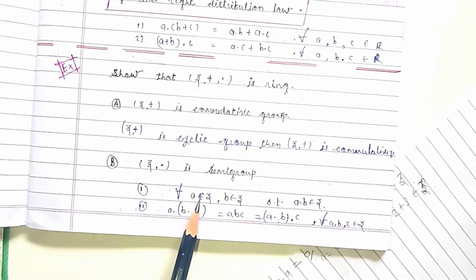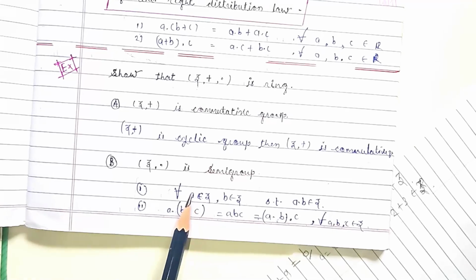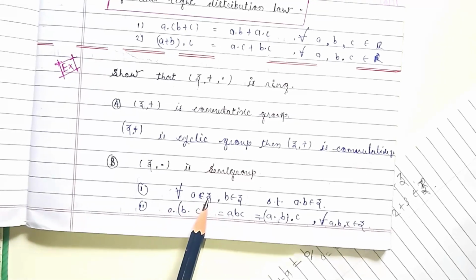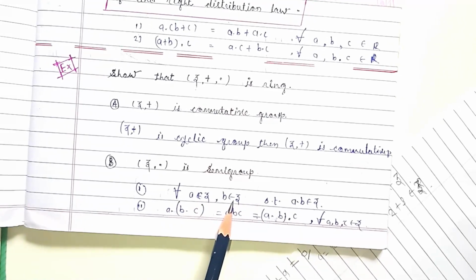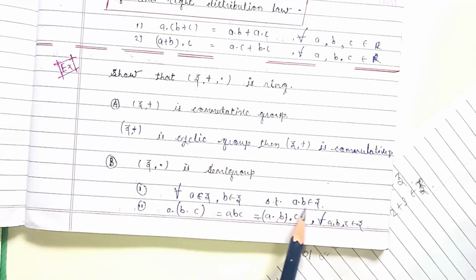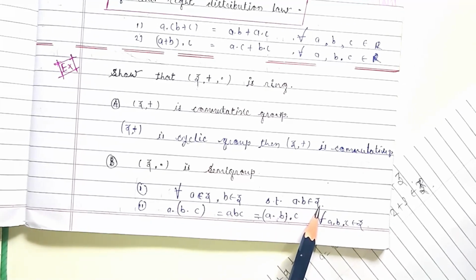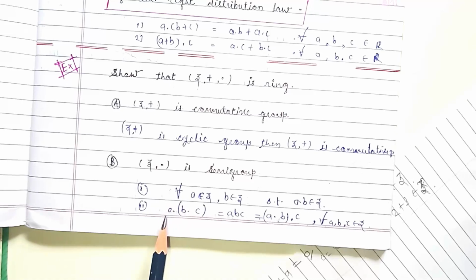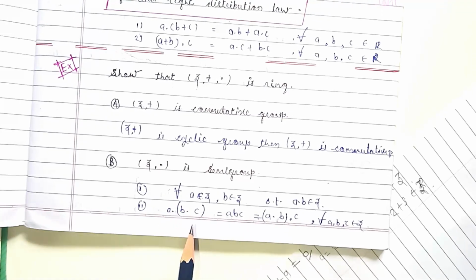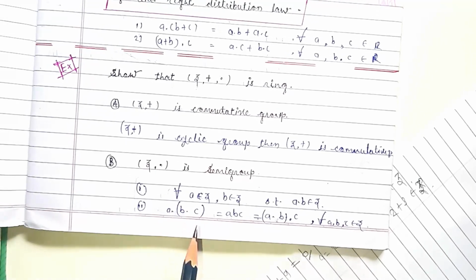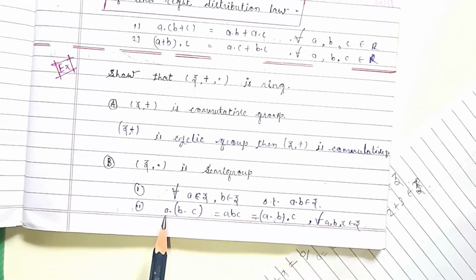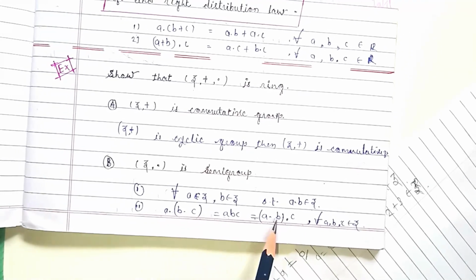So take the two properties, closure and associativity. Take two elements a from our integers, b from our integers, and show that their multiplication also goes to our integers. So this is the first property, and now let's go for the second property. The second property says to take any three elements and show their multiplication is equal for the two different brackets. So here (a.b).c is equal to a.(b.c).